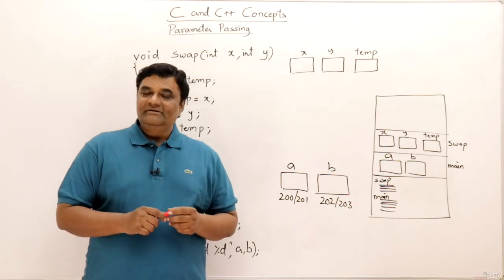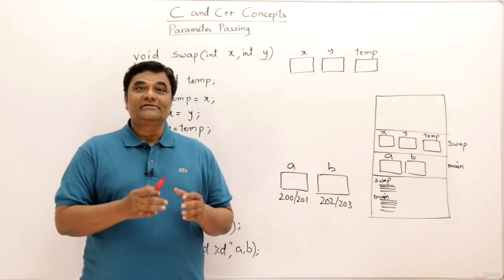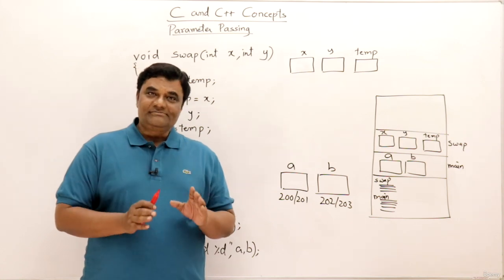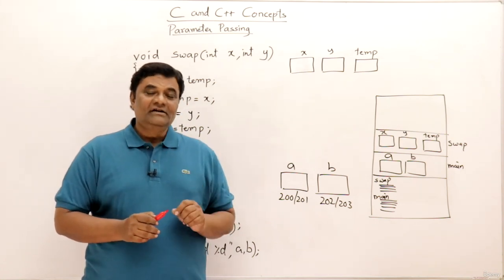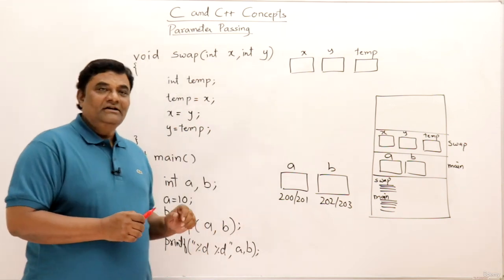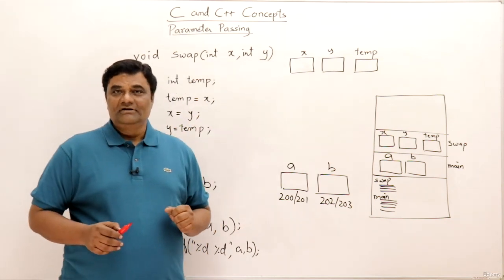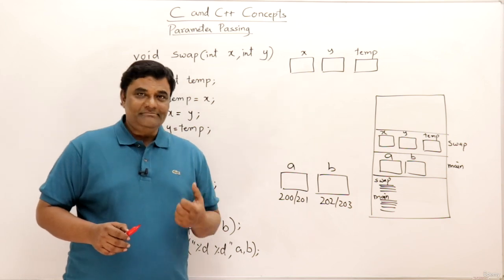In this video, I will explain parameter passing methods. There are three parameter passing methods: pass by value, pass by address, and pass by reference. To explain all three, I have taken one simple example, that is swapping of two numbers. I have a function for swap. So let us understand all these three methods.